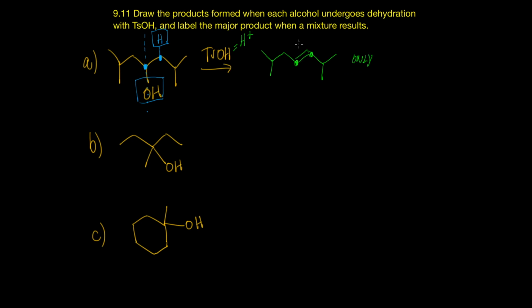All right, I suppose we could form the cis, but I don't think this problem is asking us to get into that much detail. So I'll just draw the trans alkene here with a double bond at that position.